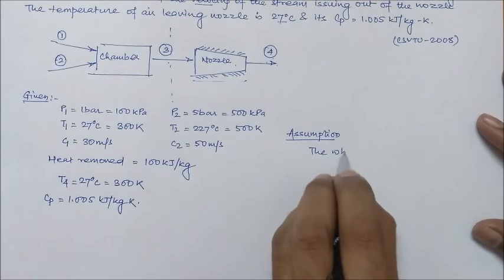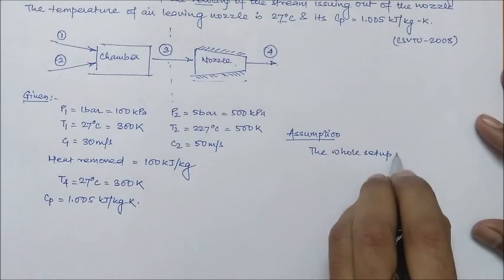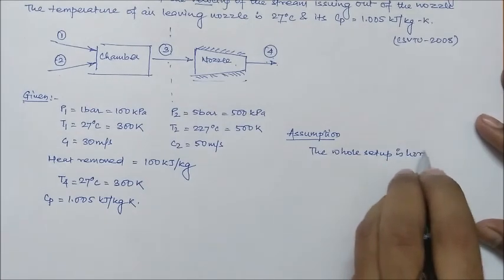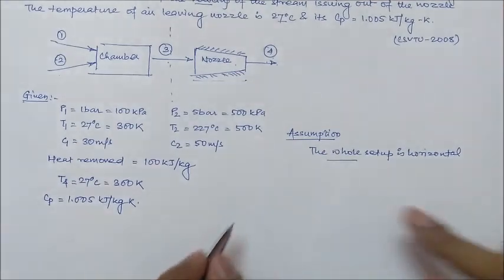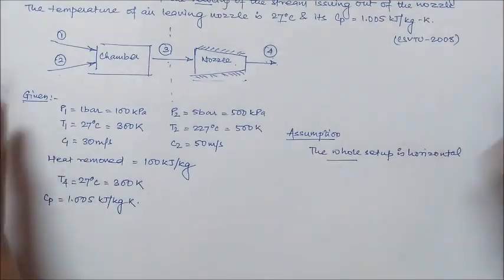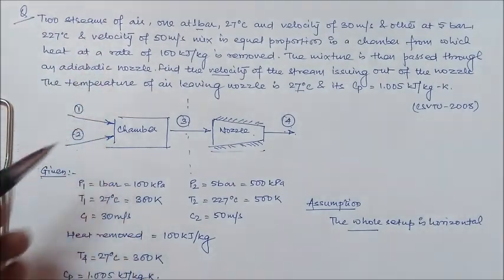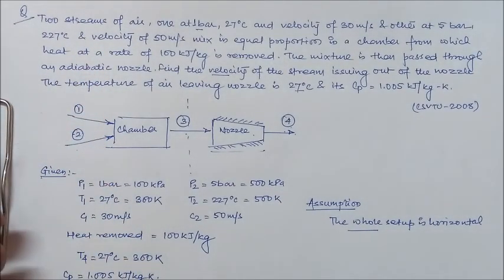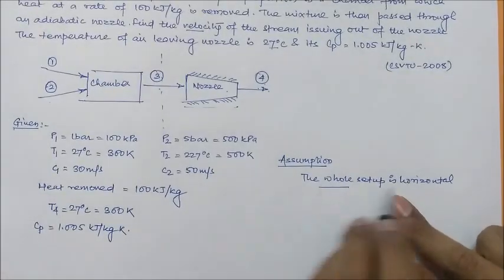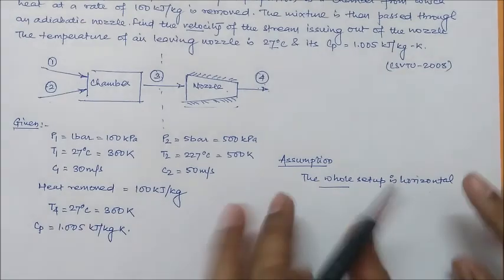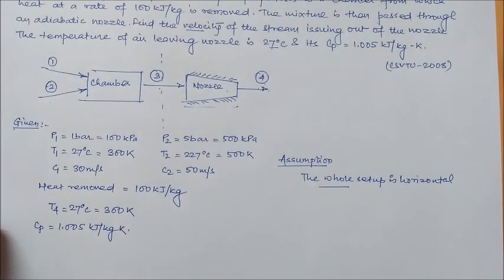The whole setup is horizontal. Assume this. It is not mentioned in the question, but you have to assume, because there is nothing that mentions anything related to potential energy or datum height. So we assume that the whole setup is horizontal. So potential energy change is negligible and it can be neglected. Okay.